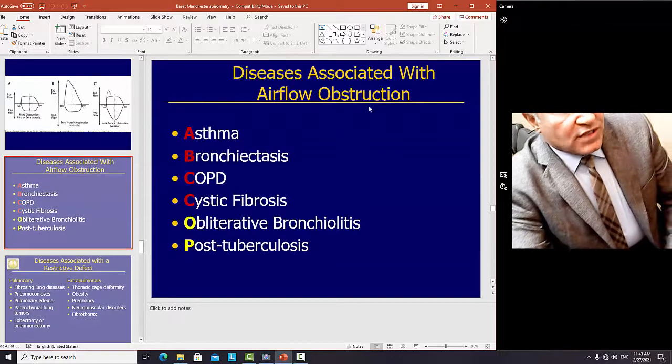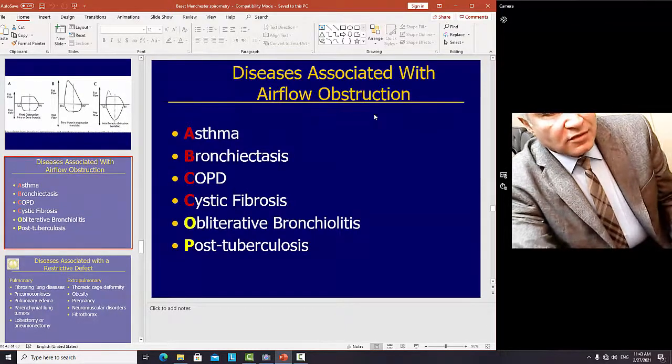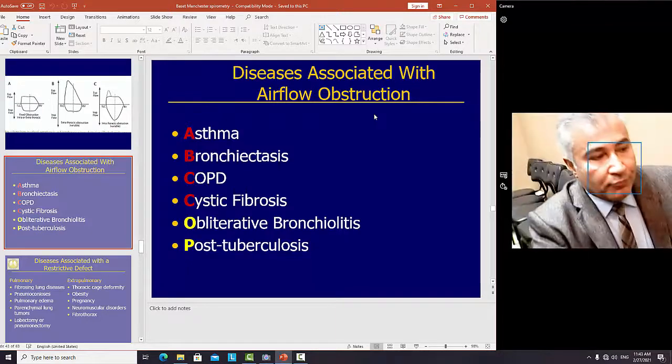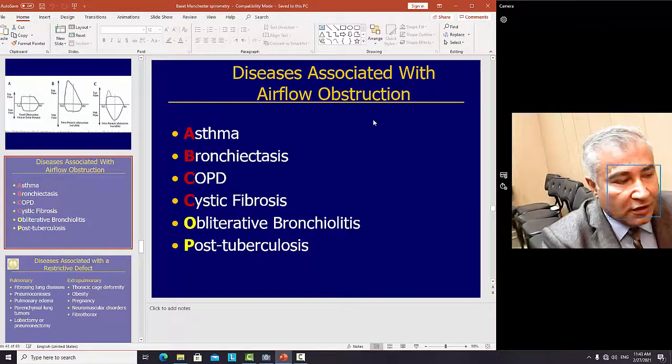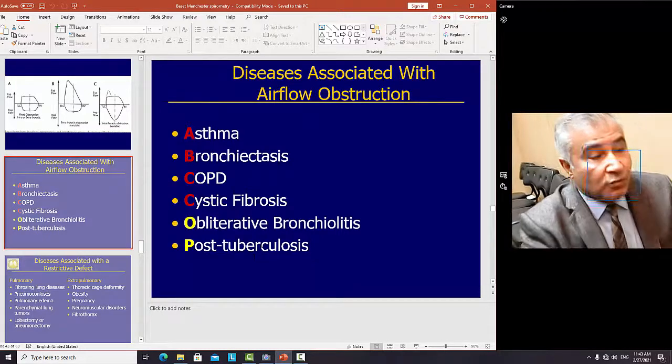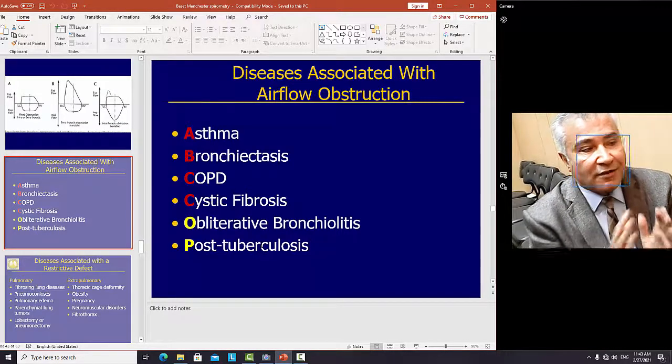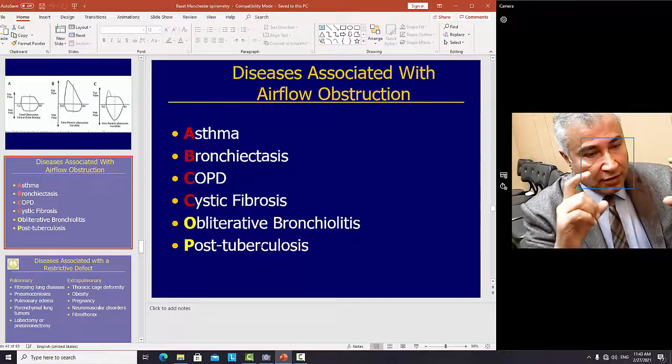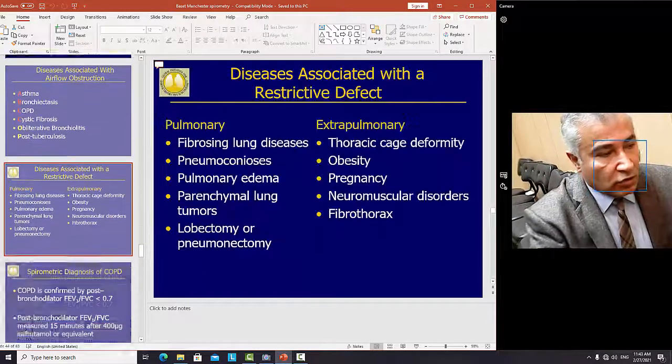This is associated with airway obstruction. What are the airway obstruction diseases? Asthma, COPD, bronchiectasis, cystic fibrosis, obliterative bronchiolitis, post tuberculosis. But don't forget asthma and COPD: the two main causes of airway obstruction.